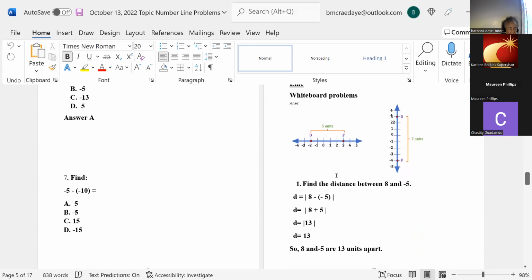Okay. Now we have another one here. You got a minus and a minus and a minus. Here again, minus minus gives plus. So that becomes what, Maureen? This becomes what? 5 plus, right? 10. And what's that equal to? 15. That's right. So answer C. That's it. You got it.